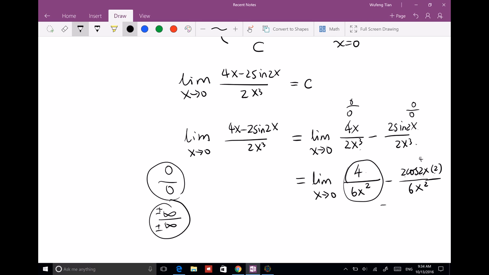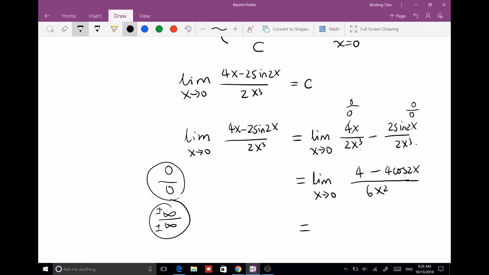So now after you separate here, you cannot do it anymore because this is a 4 over 0 form. It's not the form we can use for L'Hopital's rule. So it's better we just put them together. We still have 0 over 0 form. You can check it. So it's 6x squared on the bottom. The top is 4 minus 4 cosine 2x. Okay. Here we still have 0 over 0 form.